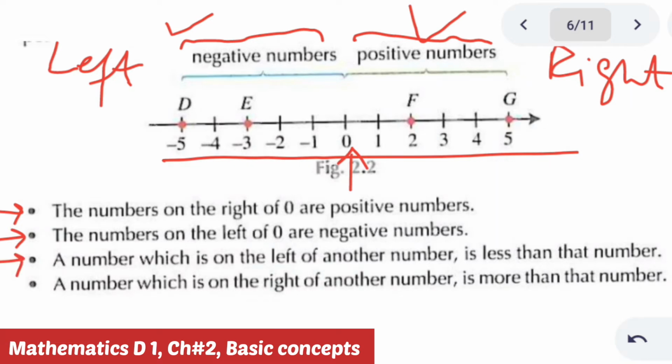The third piece of information is that a number which is on the left of another number is less than that number. For example, -5 is smaller than -4 because -5 is on the left of -4. Similarly, 3 is smaller than 4 because 3 is on the left side of 4. So every number on the number line that is on the left side of another number is smaller than that number. The fourth piece of information is that a number which is on the right of another number is more than that number.